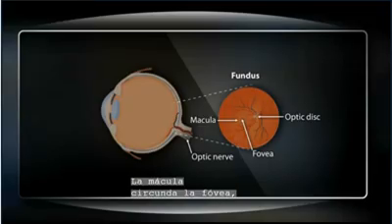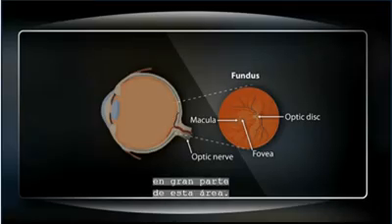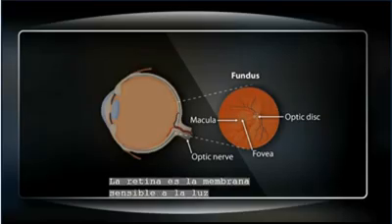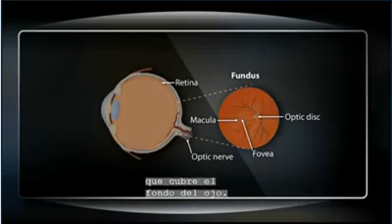The macula surrounds the fovea but has no discernible margins. Note the absence of retinal vessels in much of this area. The retina is the light-sensitive membrane that covers the fundus.